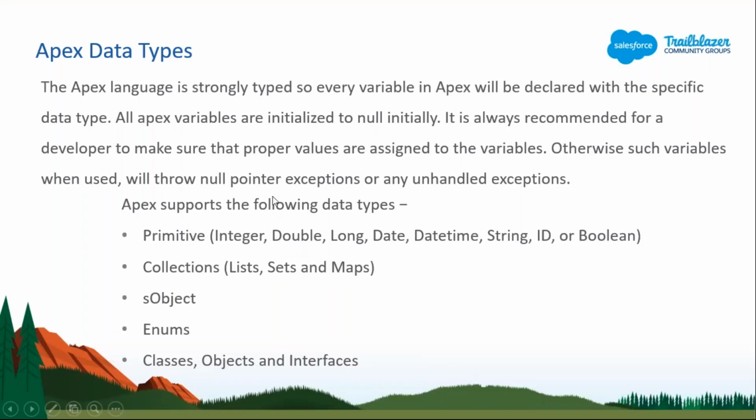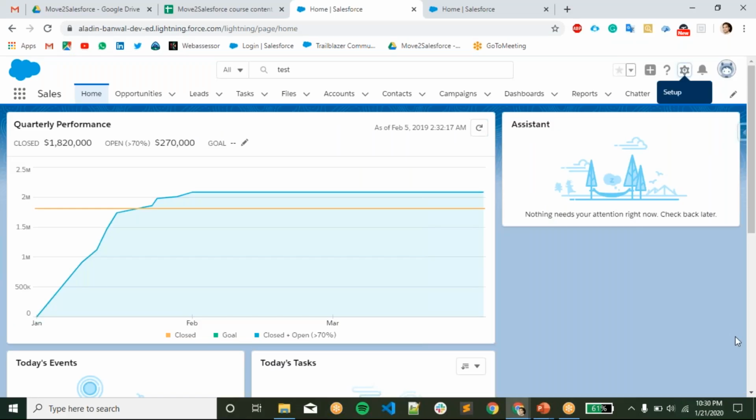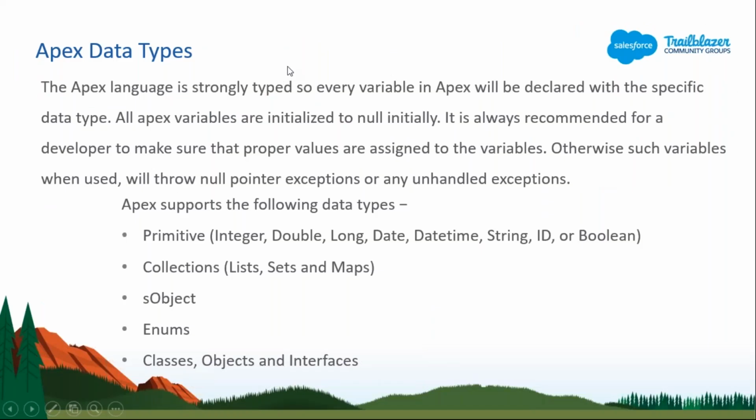So that is the introduction of Apex. Now we have some data types in Apex, so let me just brief you about it. Apex data types are the same as the types we have in other languages. The primitive data types are all available, like integer, double, long, date, and all. So those are some primitive data types.